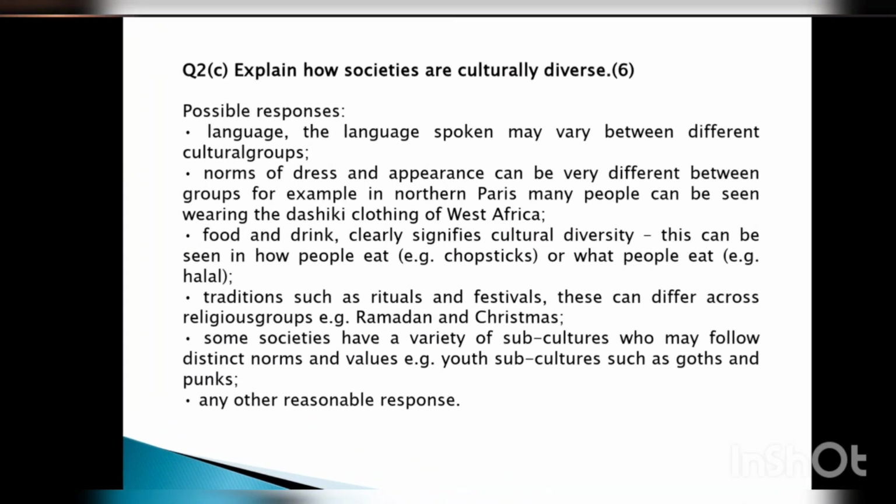Okay, then we have question C. Explain how societies are culturally diverse, and it's a 6 marks question. It's basically how different societies have different cultures. So what is the examiner expecting you to write? Language, the language spoken may vary between different cultural groups, because even if you are living in Pakistan, you have a variety of languages. You have Urdu, you have Memni, you have Balochi, you have Saraiki, you have Pashto. So you have various languages.